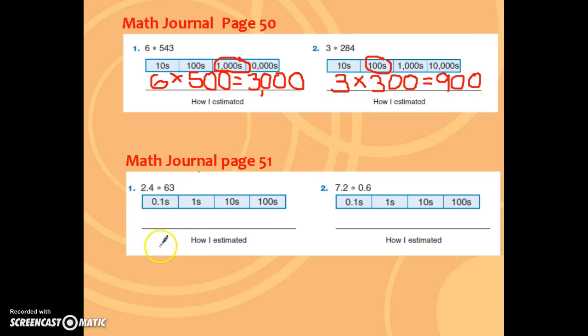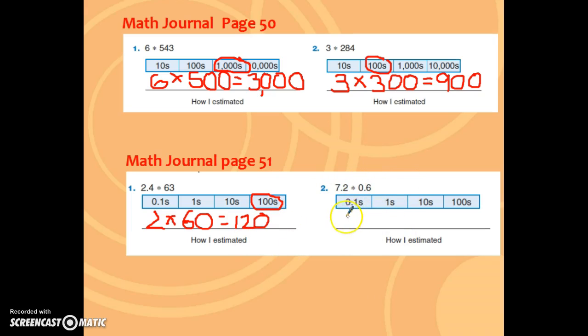On page 51, you're working with decimals, so you need to think about your whole number that comes before the decimal. 2 and 4/10 is close to 2. I can take that times 60. I know that 2 times 60 is 120. 2 times 6 is 12, and I add on that 0. So this time, if I were to multiply 2 and 4/10 times 63, my answer should be in the hundreds place because my estimate is in the hundreds place.